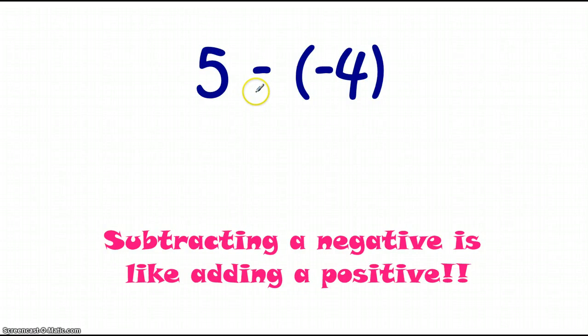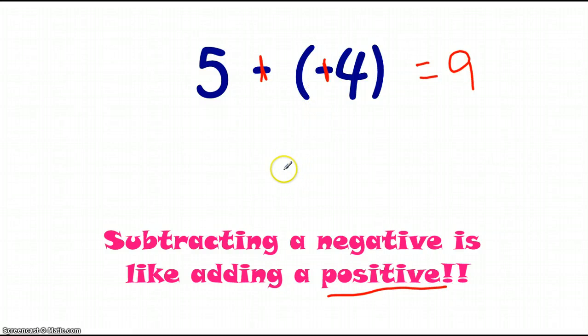Alright, we have positive 5 minus a negative 4. We keep the 5, change to addition, and switch our sign. It was a negative, so we switch it to a positive. So 5 minus negative 4 is really 5 plus 4. So that gives us 9. Subtracting a negative is like adding a positive. The way I always think of it, a minus and a minus go together to make a plus. A minus and a negative makes a plus.